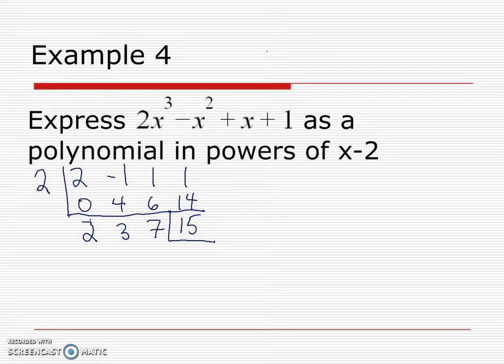And you can see I've taken the liberty of doing the first synthetic division to save us some time. And I've gotten a quotient here of 2x squared plus 3x plus 7 with a remainder of 15. We're now going to divide that quotient again by x minus 2. And we'll see why we're doing this as we finish the problem. But we've got 2, 4, 7, 14, 21. So I've got a new quotient and a new remainder.